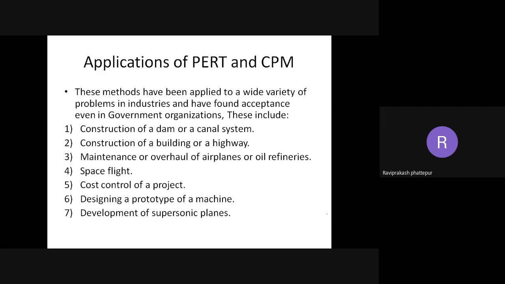Every small activity is documented here, and the time duration as well as the cost are given, so everything is totally and properly calculated.